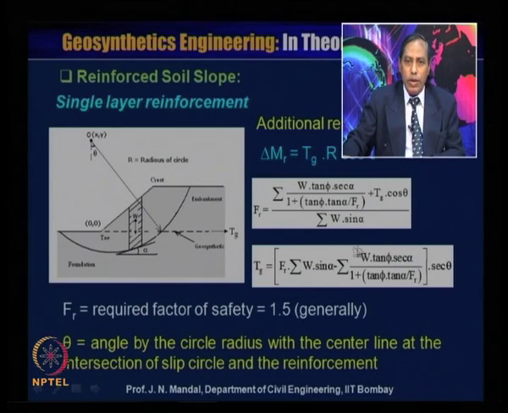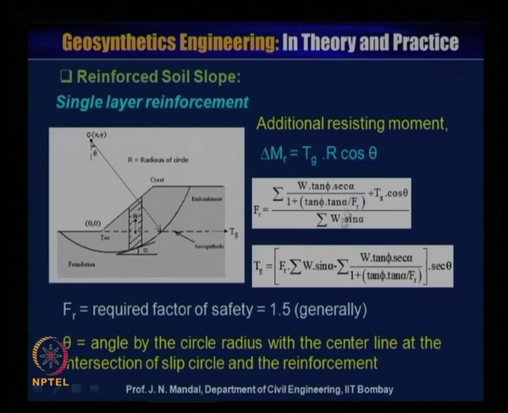You can see this is the equation which I have shown you earlier, the factor of safety for the unreinforced case. But due to the introduction of the reinforcement, the required factor of safety will be equal to this, which is for the unreinforced case, plus delta Mr, the additional resisting moment, that is Tg into R cos theta. R is cancelled, so this is Tg cos theta. This is the additional part due to the introduction of the reinforcement.